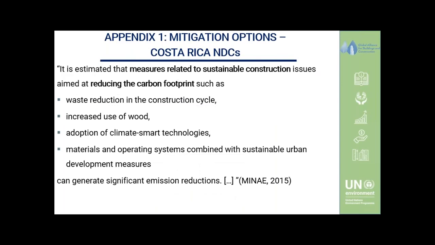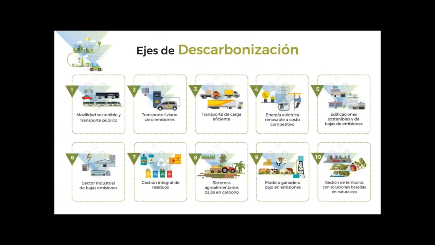In our INDCs, we include different actions such as waste reduction in the construction cycle, increased use of wood, adoption of climate smart technologies, materials and operating systems combined with sustainable urban development measures that can generate a significant emission reduction. In order to accomplish that, we have our decarbonization plan, which has in its Act 5 the sustainable and low emission buildings. So over there, you will have the planning regarding those low emission buildings.